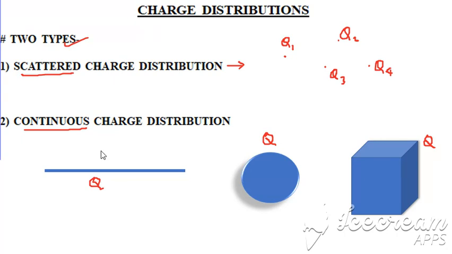Now if we consider all the three together, then we can call it a scattered or continuous charge distribution. That's continuous, separately.